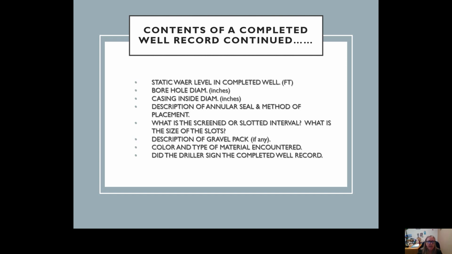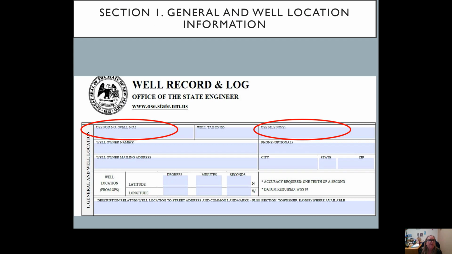Description of the annular seal and the method of placement, whether the well is screened or slotted and at what intervals and what size are the slots. We also need a description of the gravel pack, if there was any, the color and type of the material encountered during drilling. And we also need the driller to sign the completed well record.